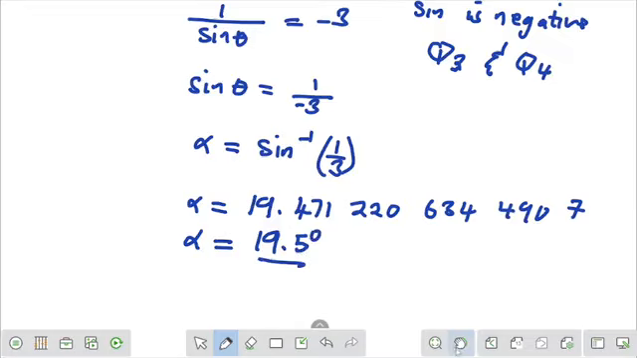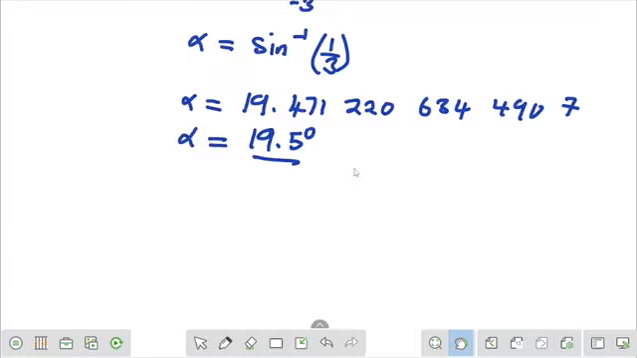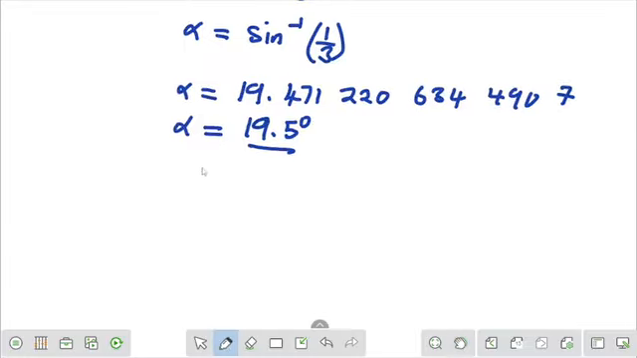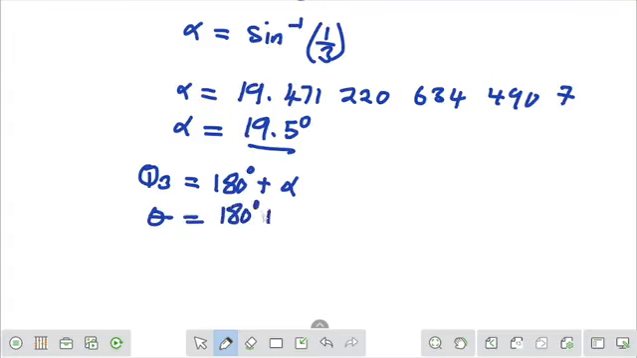Now let us find the actual value for theta. Remember, we have said sine is negative in the third quadrant. In the third quadrant, Q3, this is the formula that we use: 180 degrees plus alpha. So theta is equal to 180 degrees plus the alpha that we have, 19.5. When we add 180 plus 19.5 degrees, we get 199.5 degrees. So this is the other value for theta.